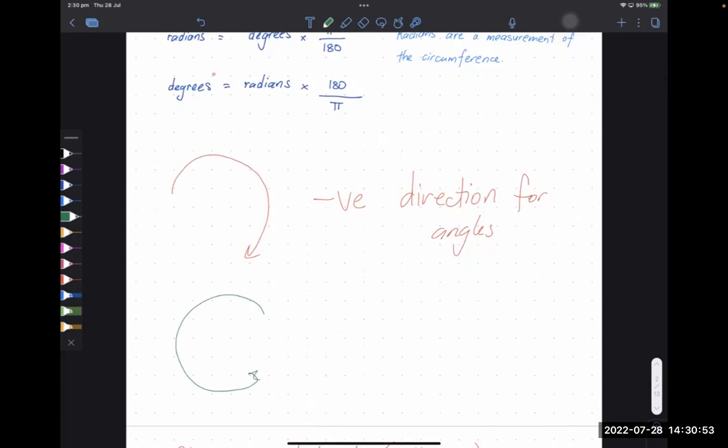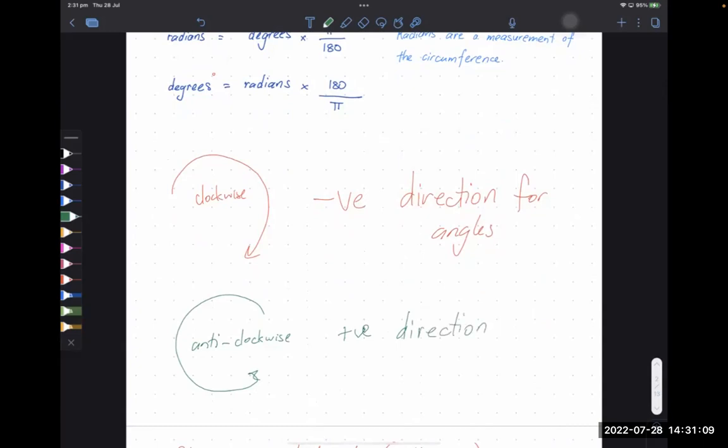Anti-clockwise. This is the positive direction for angles.